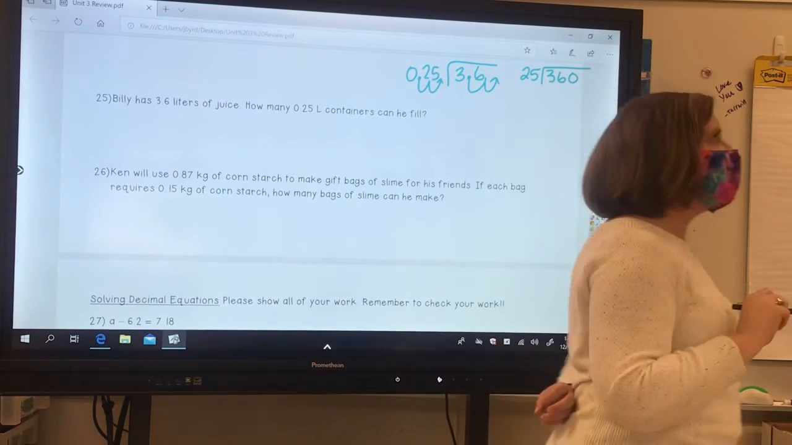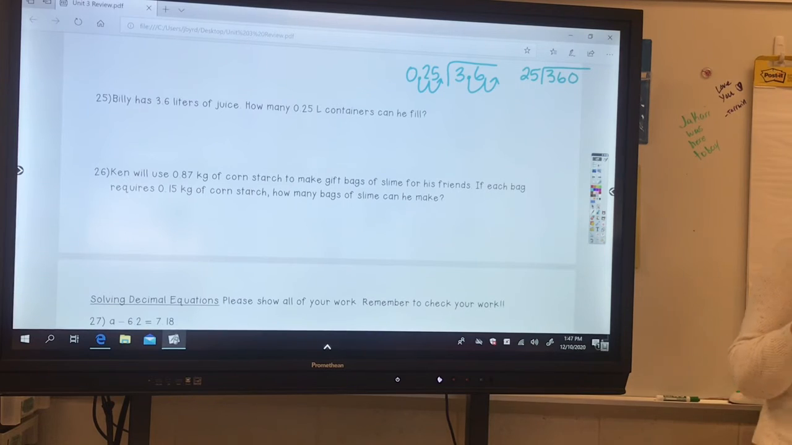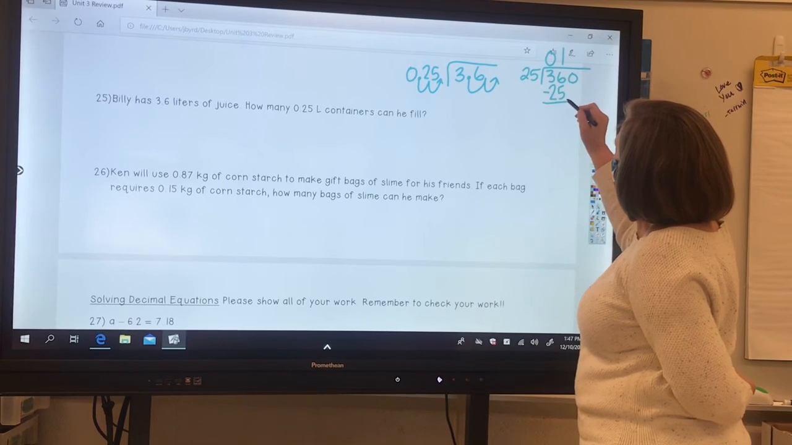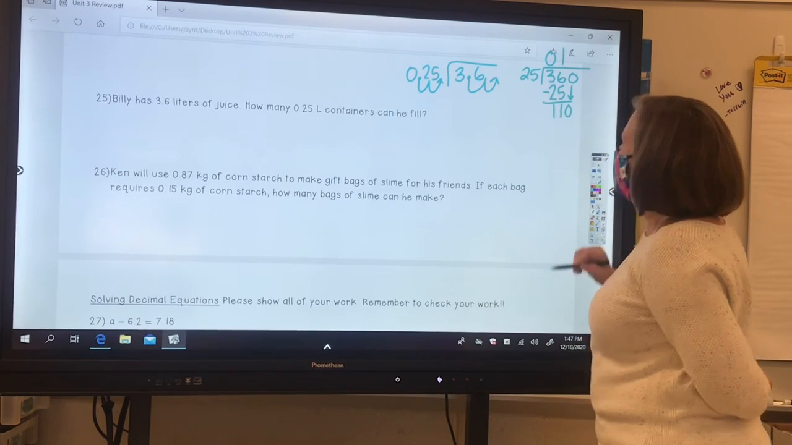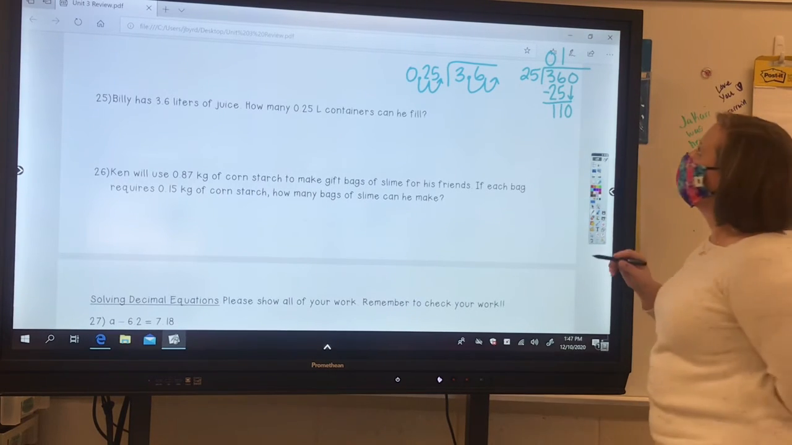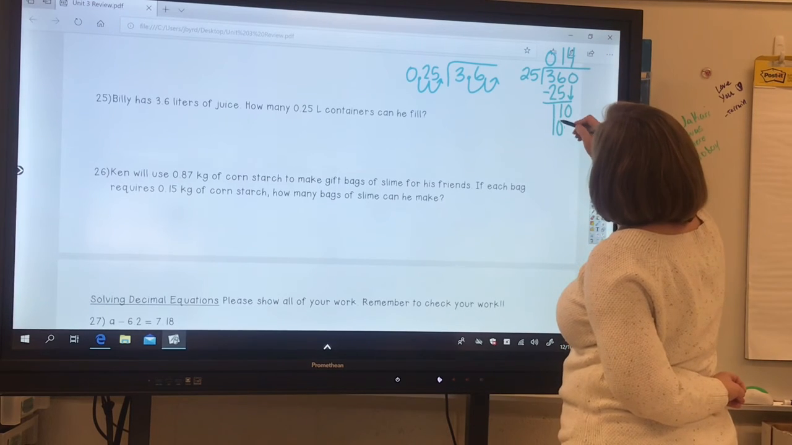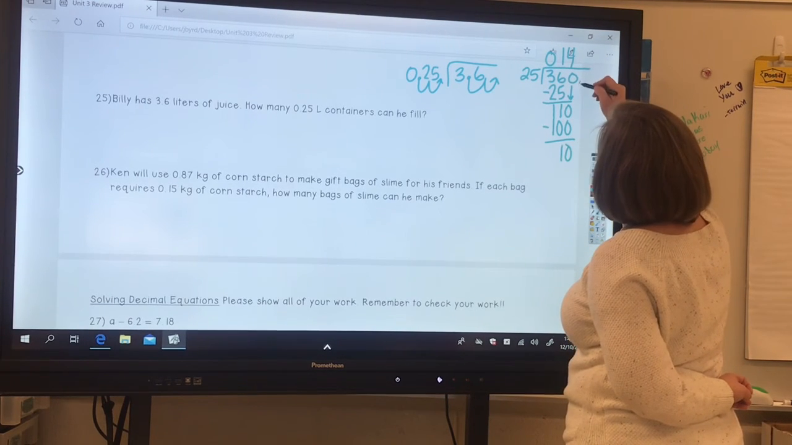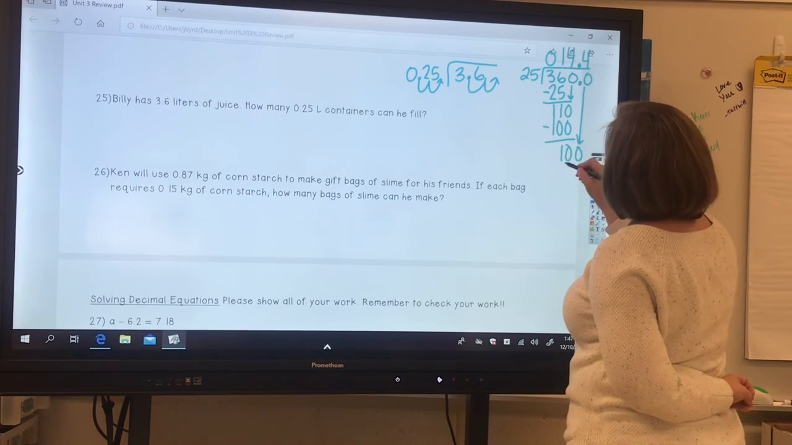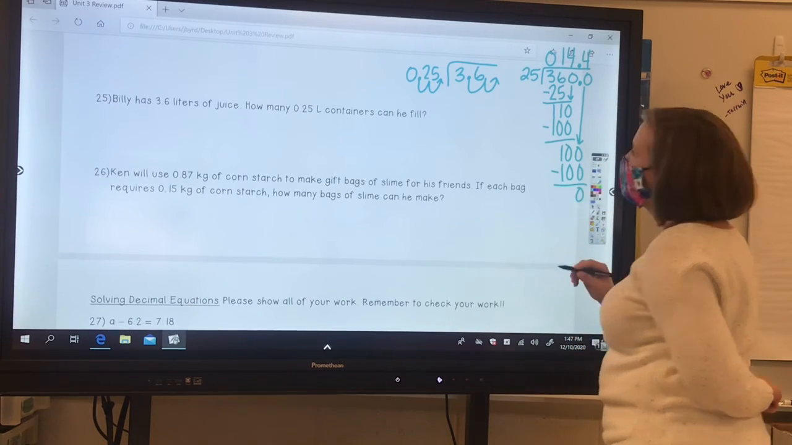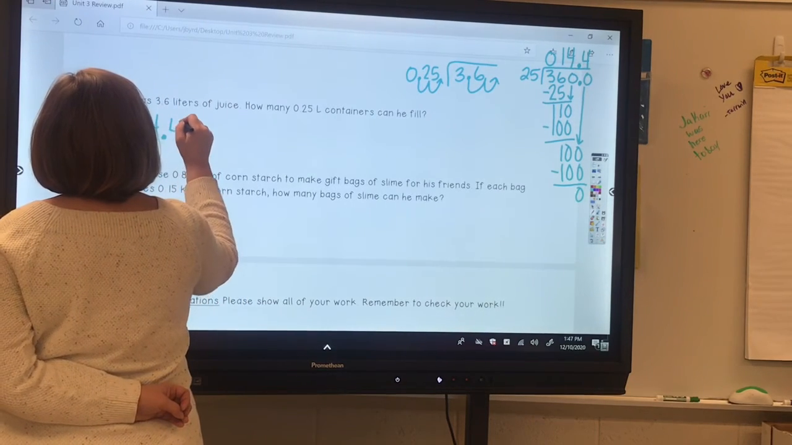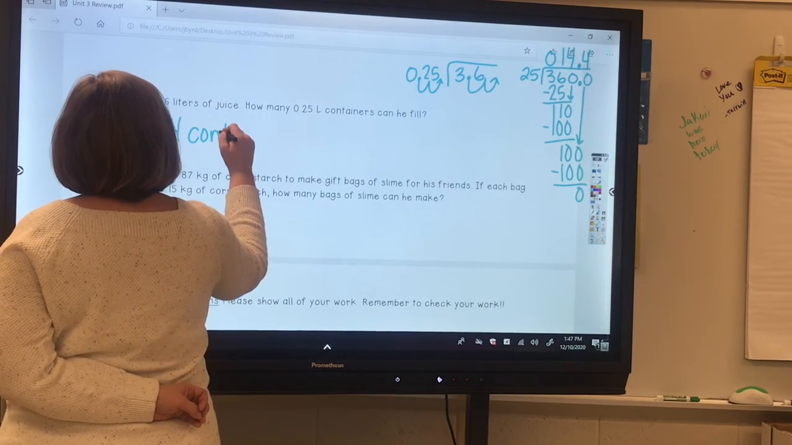How many times will 25 go into 3? 25 going into 36. Once. 110. 4. 4 times 25 is? Can I have a remainder? No. We just said that 25 will go into 100 4 times. So, how many containers can he fill? You can fill 14.4.